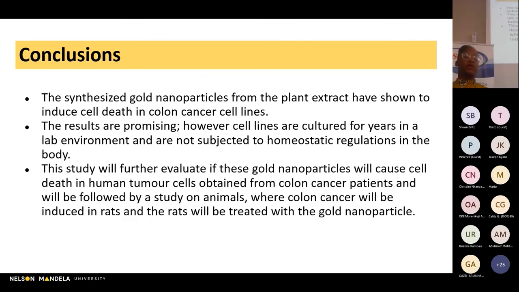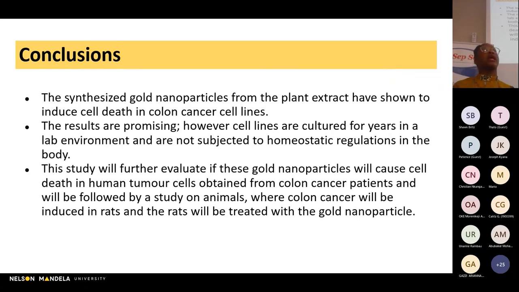Then this study will further evaluate if these nanoparticles will cause cell death in human tumor cells that we will get. So we already received an ethical clearance. We have patients from Green Acres Hospital that will be donating their colon cancer tumor cells, and we'll be treating them with the gold nanoparticles to see if these nanoparticles will cause cell death as they did in the cell lines in the lab.